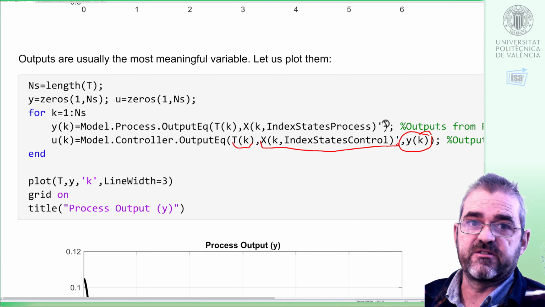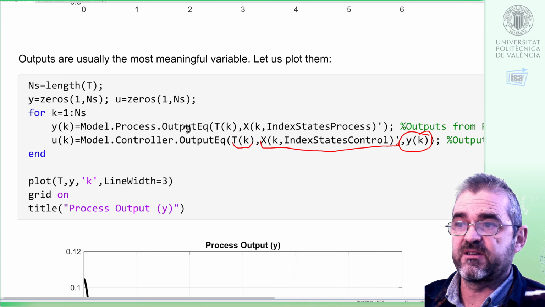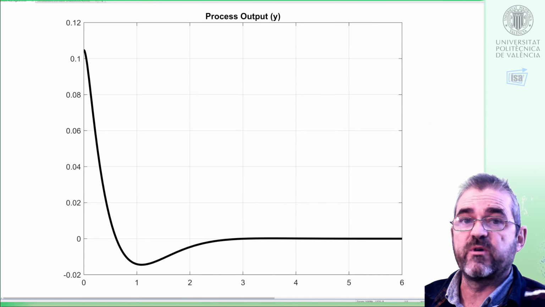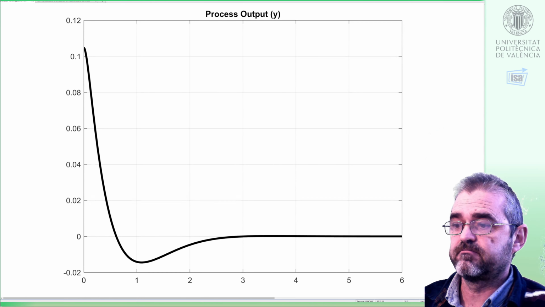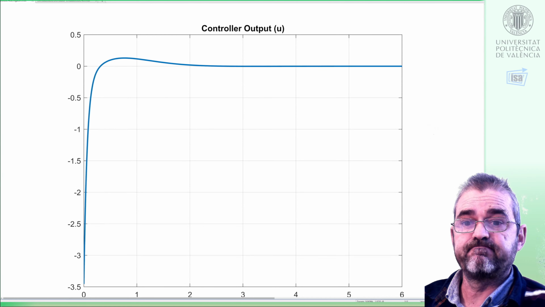I transposed because ode45 gives me the states in rows, but these output equations assume they have column form. So with all that, I get the control value, so I can plot the position. And with this other plot, here we have the control output.